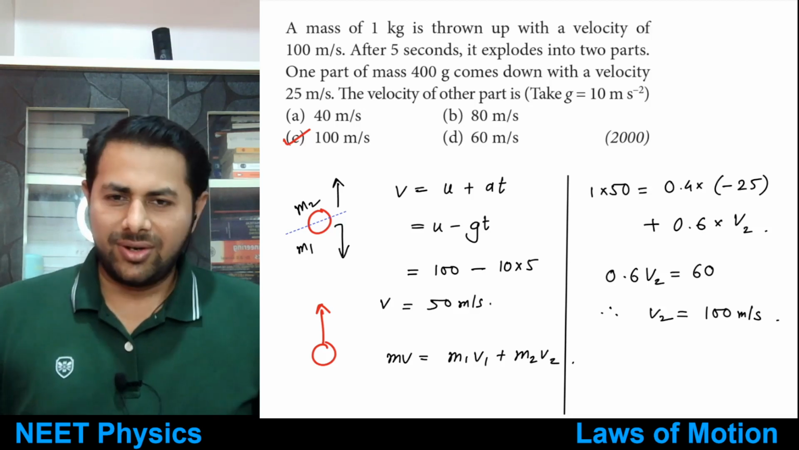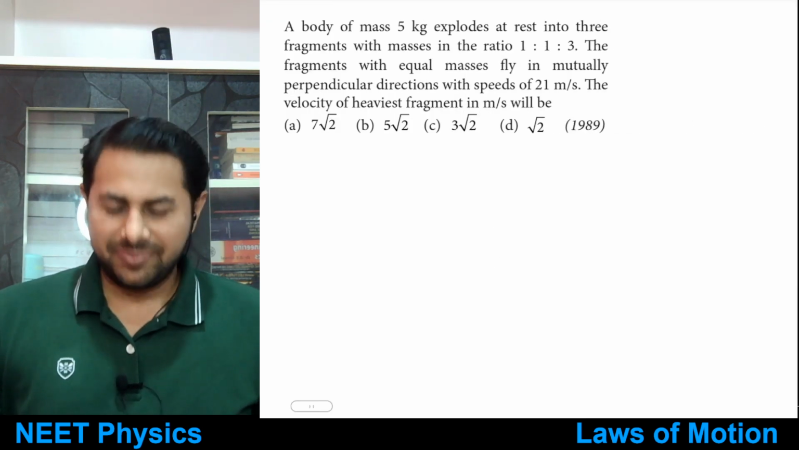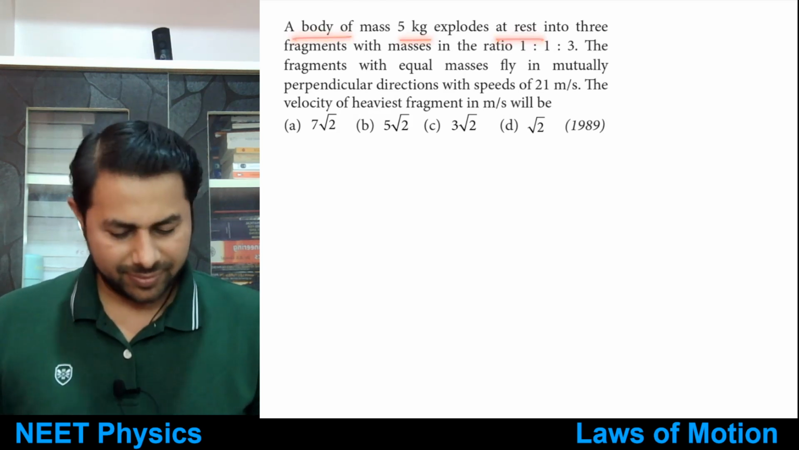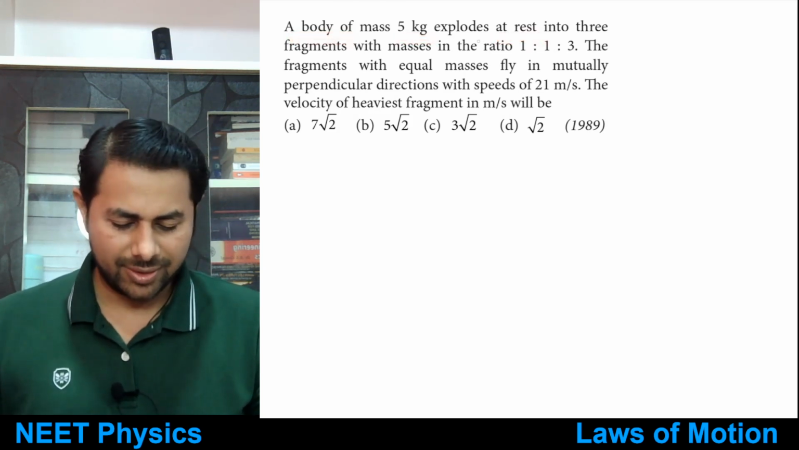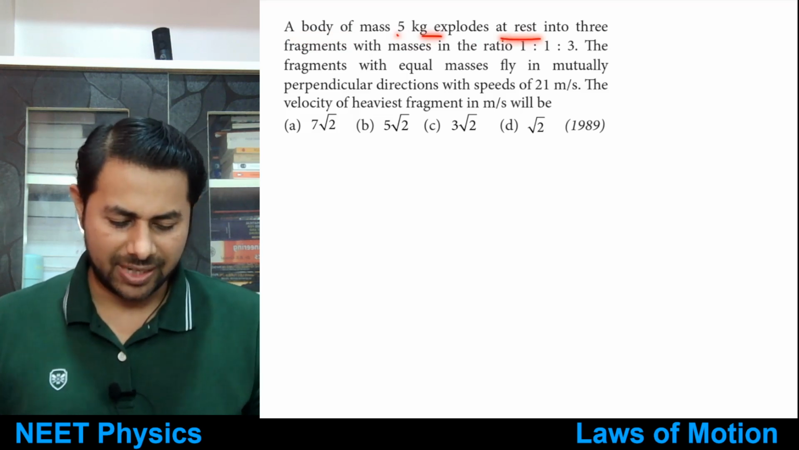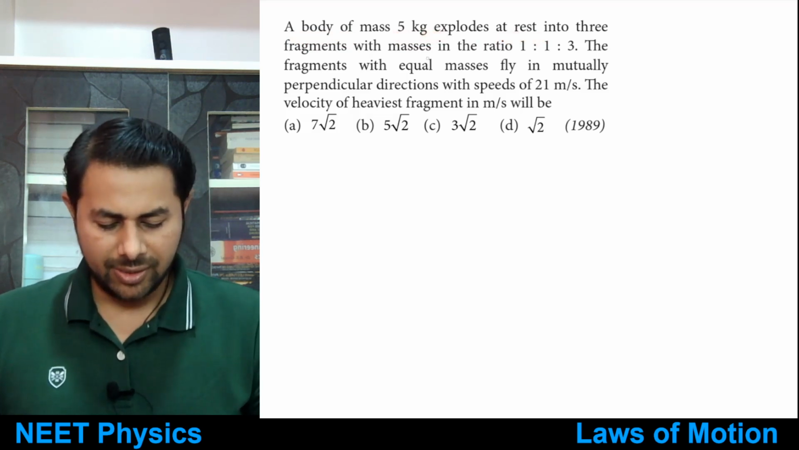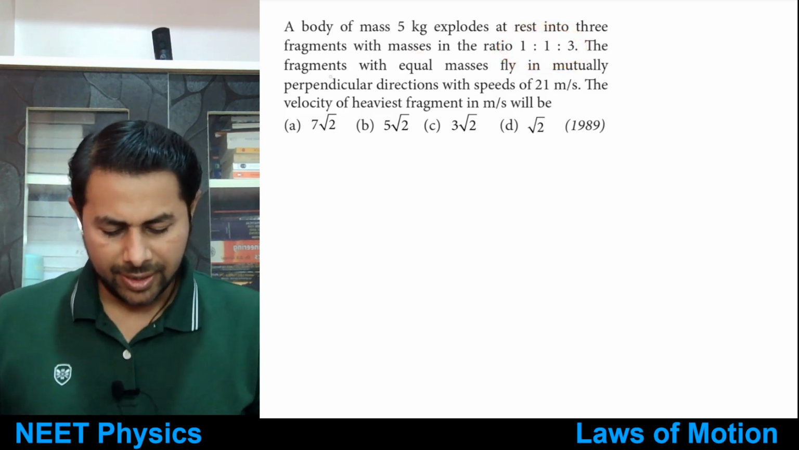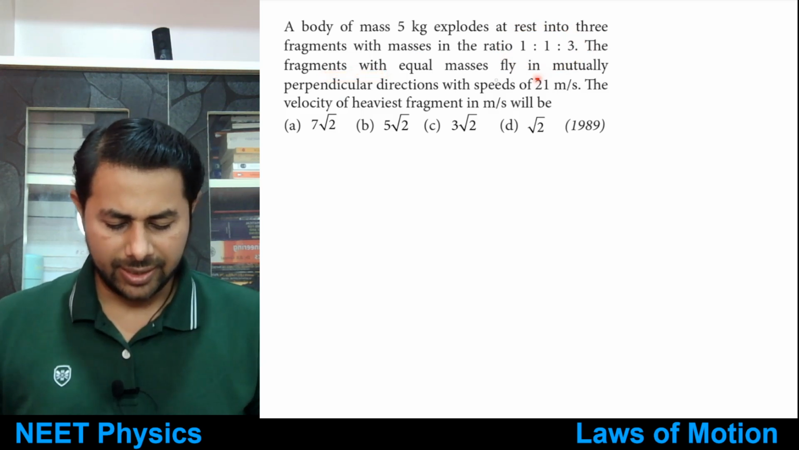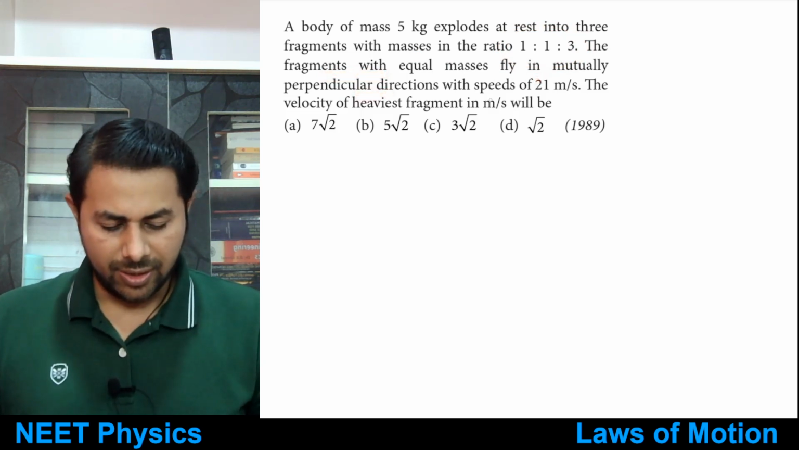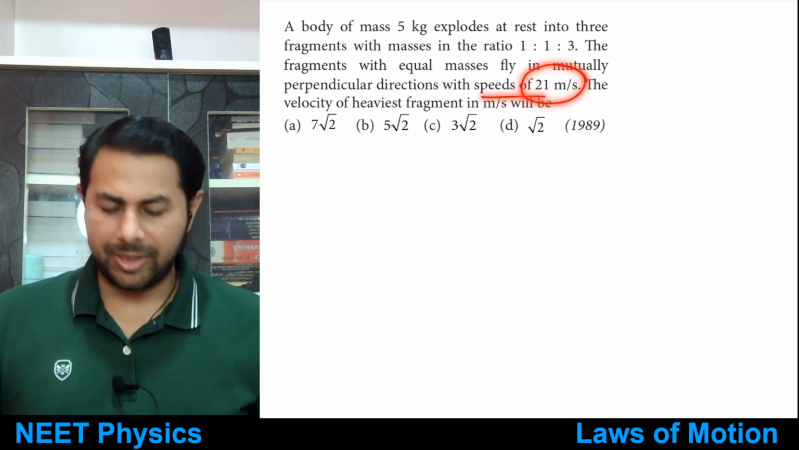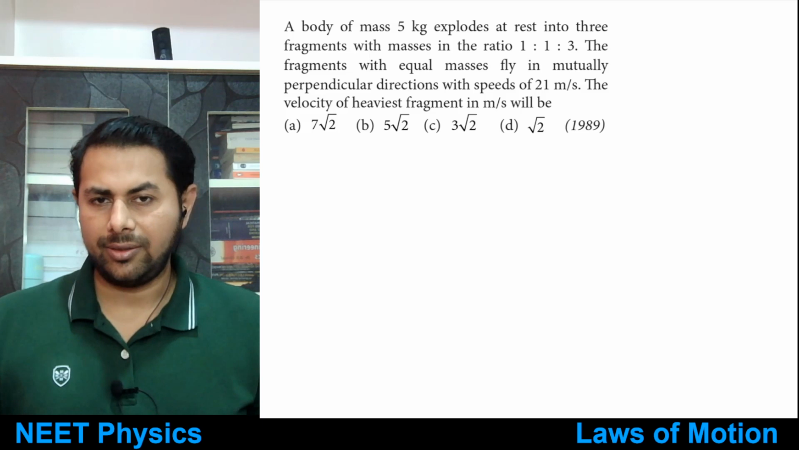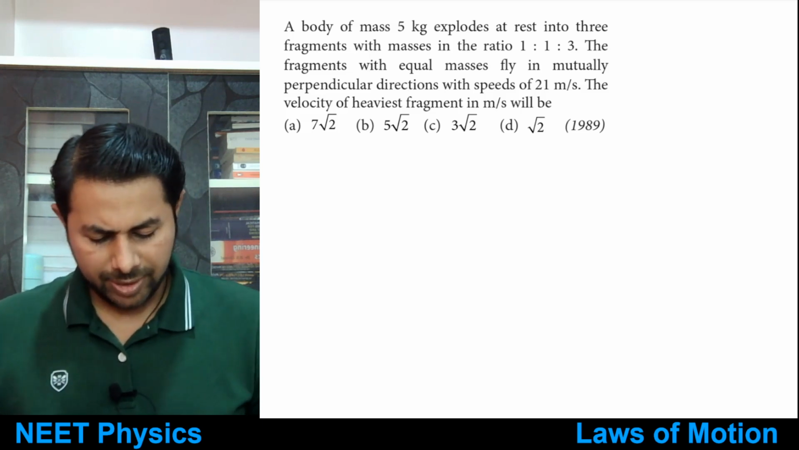Okay, good. Alright, so let's move on to the next problem. A body of mass 5 kg explodes at rest into 3 fragments with masses in the ratio of 1:1:3. The fragments with equal masses fly in mutually perpendicular directions with speeds of 21 meters per second. The velocity of the heaviest fragment in meters per second will be. So tell me.